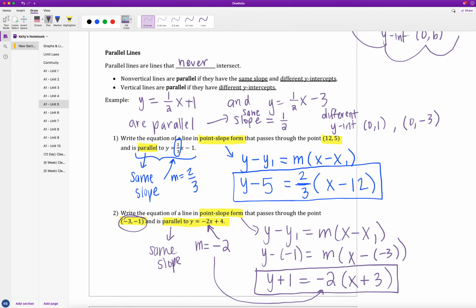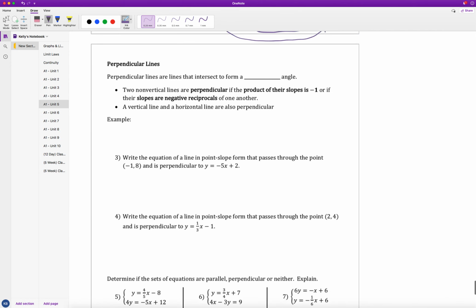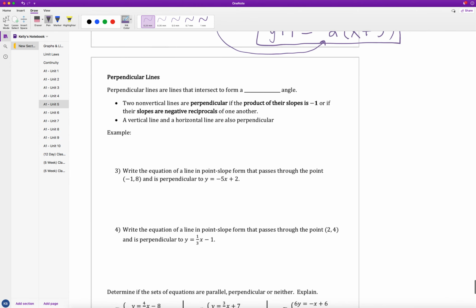Okay, let's look at what a perpendicular line is. So on the flip side of this, perpendicular lines are lines that form a right angle. So these lines will intersect, but specifically they intersect at a right angle or a 90-degree angle. So these lines intersect at a 90-degree angle.